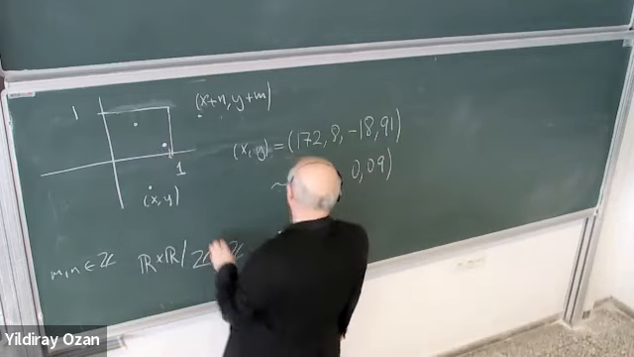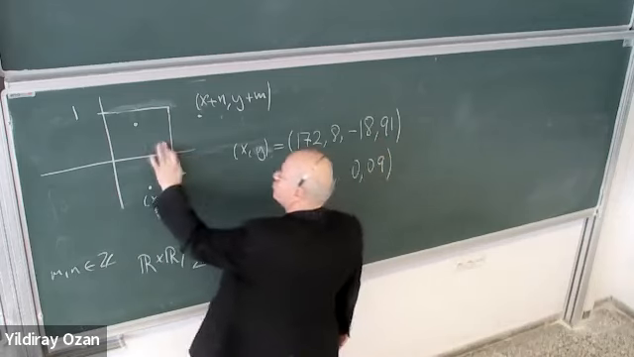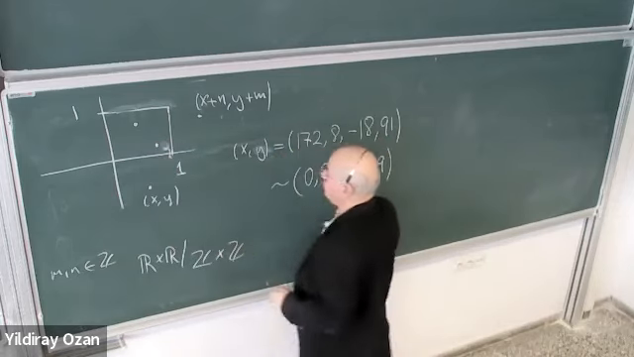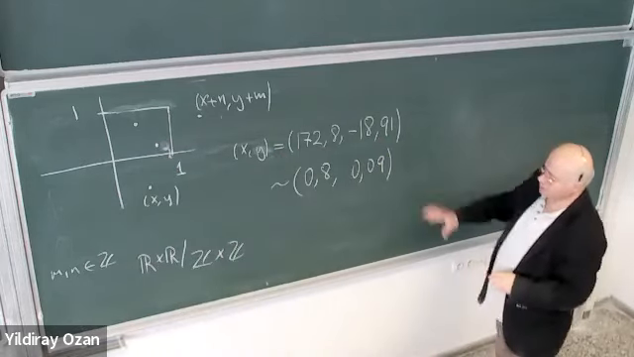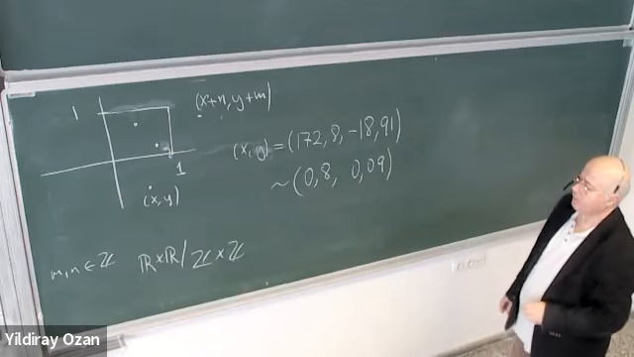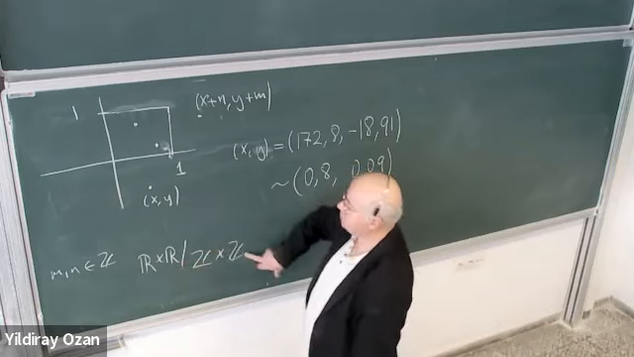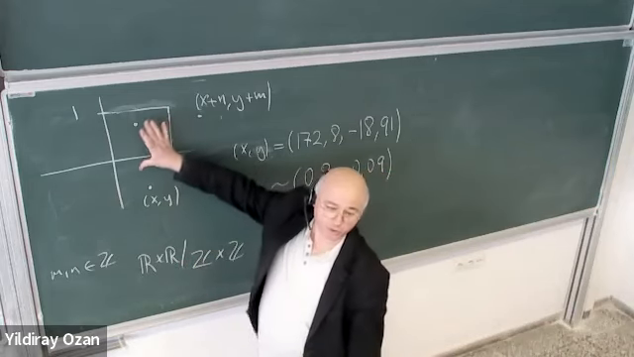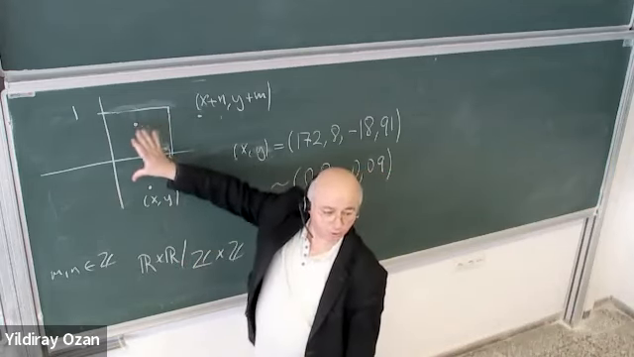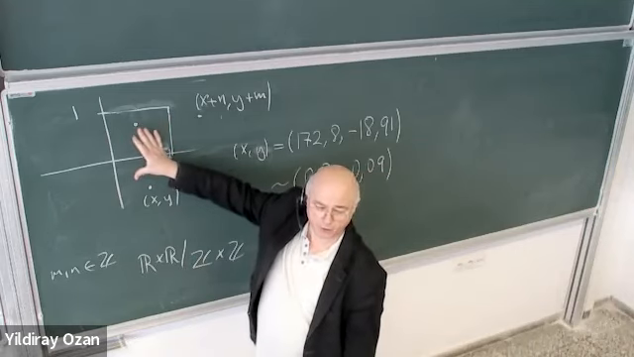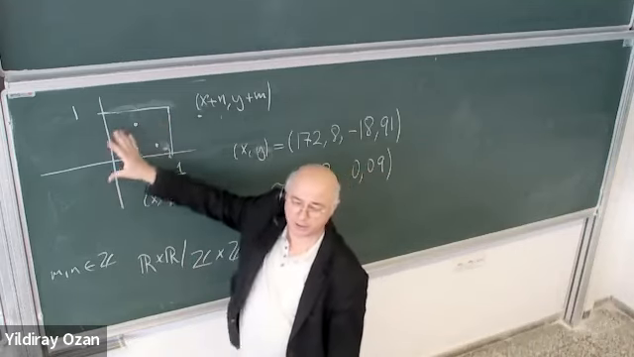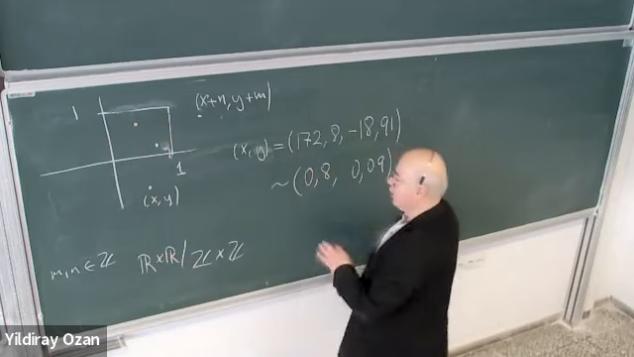Somewhere here. So every point in the plane has a representative. Therefore, if I want to draw the picture of this quotient space, I can just concentrate on the unit square because every point has a representative on this unit square.